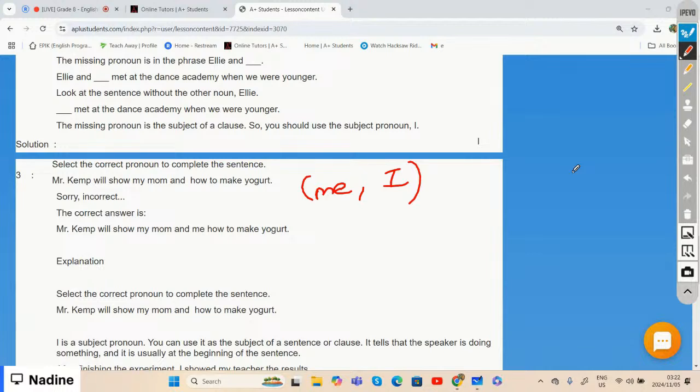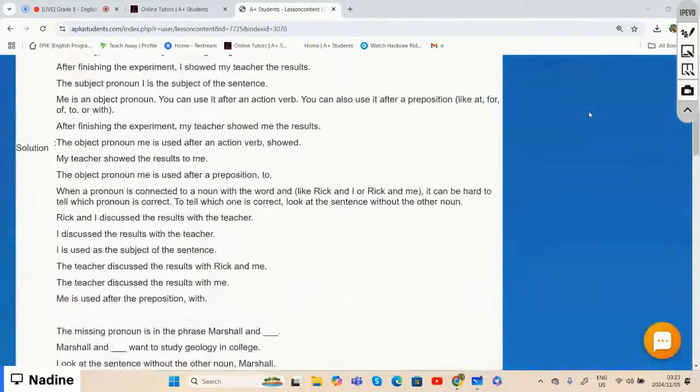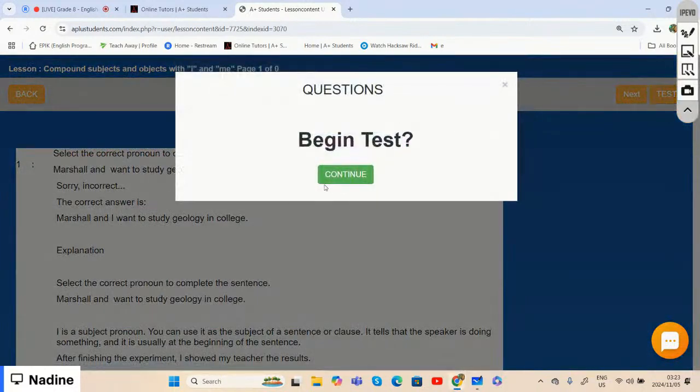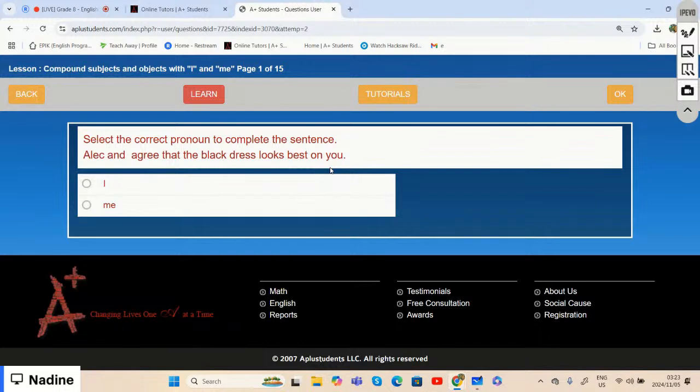And if we were to choose the correct option, then we will say Mr. Kim will show my mom and me how to make yogurt. And me. All right. So now we're going to our test, where we are going to choose the compound subject and object with I and me.